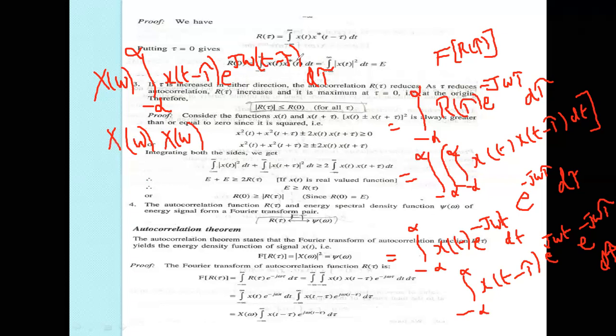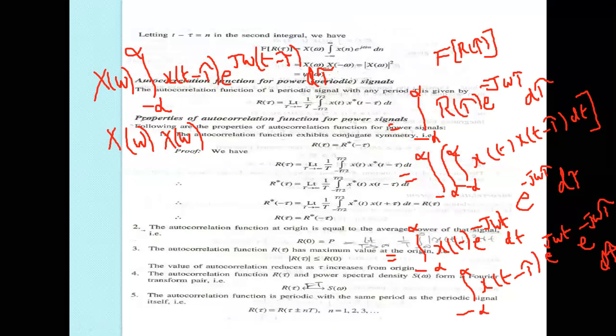As per the Fourier transformation relation, the definition is x of t e power j omega t dt. What is the t here? It is t minus tau, and j omega (t minus tau), and d tau. But it is somewhat difficult to write this as x of t minus tau and e power j omega (t minus tau) dt as a Fourier transformation relation.